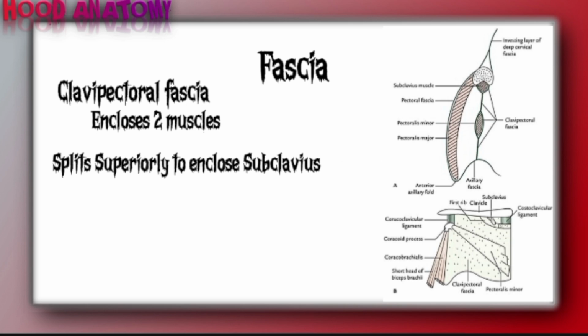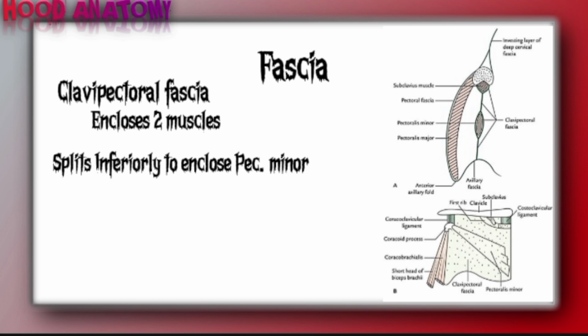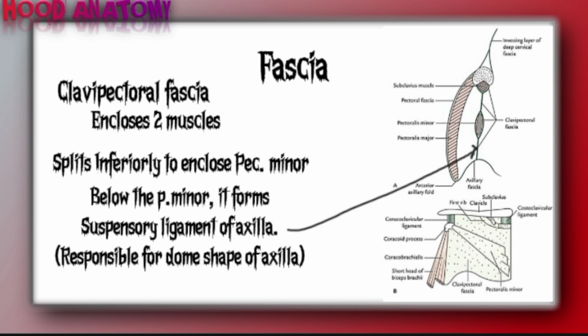Since it encloses subclavius, the anterior part of it attaches itself to the clavicle, while the other part passes through the back of this subclavius muscle and touches the deep layer of investing cervical fascia. That is just the deep fascia of the neck. Then it goes down and encloses the pectoralis minor muscle. After it encloses the pectoralis minor muscle, it joins back together and forms the suspensory ligament of axilla, which holds the axilla up and gives it that curvature you see. So you know your armpit presses inside because of that suspensory ligament of axilla.